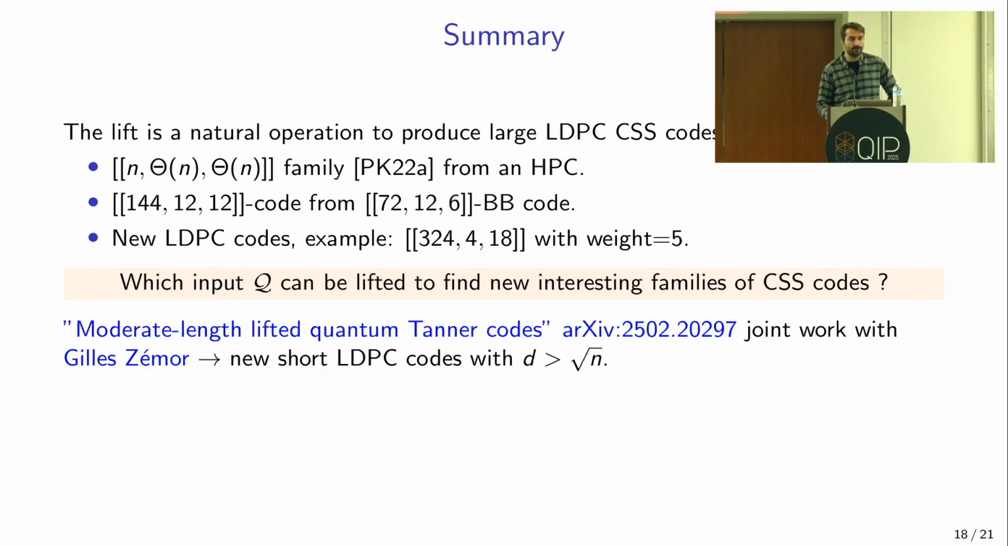And finally, I would like to mention this new work called Moderate Length Lifted Quantum Tanner Codes. Using a similar idea, we've been able to create some new short LDPC codes with distance greater than the square root of n. And this is a joint work with Virgile Guemard from the University of Bordeaux.